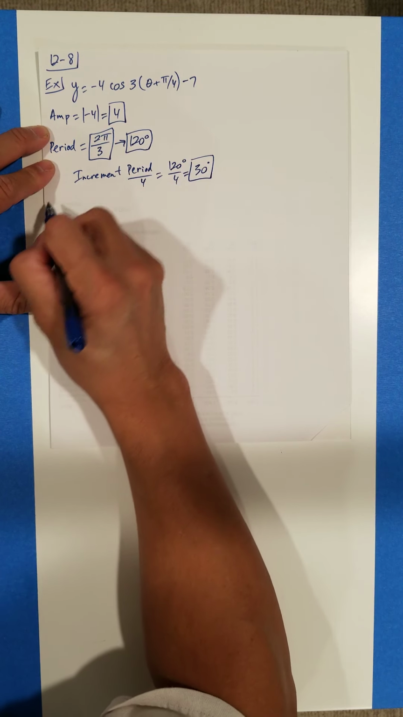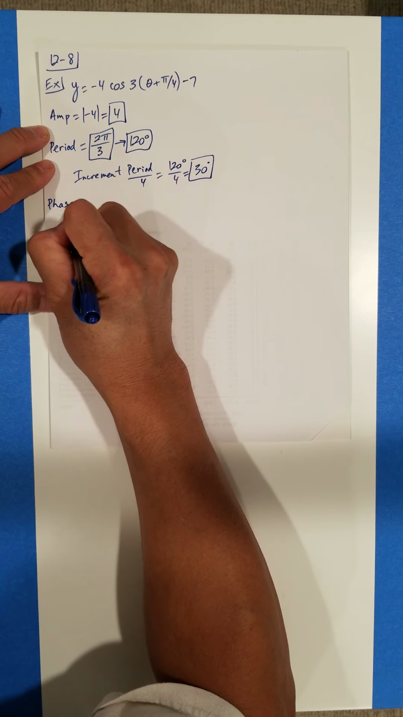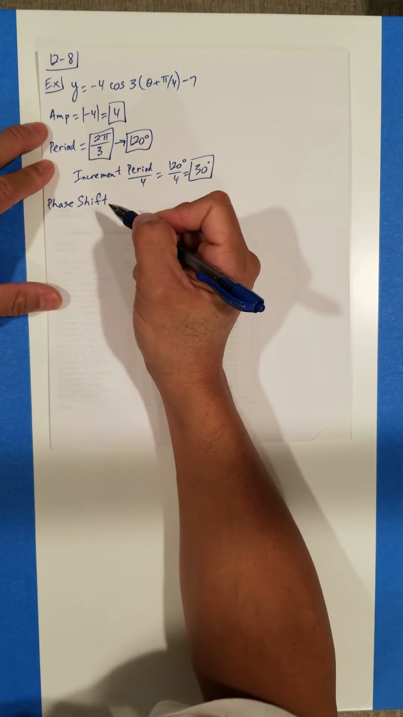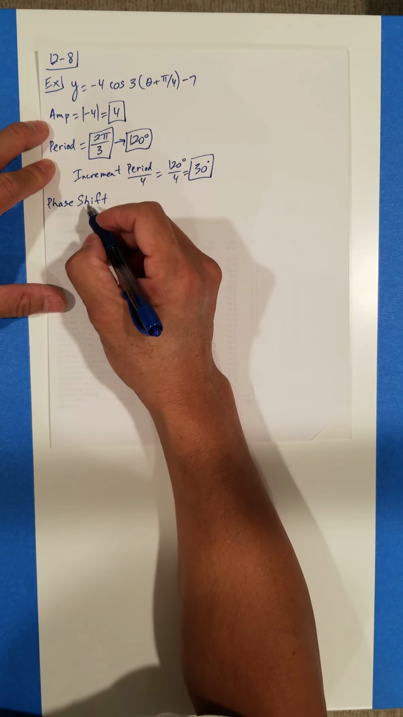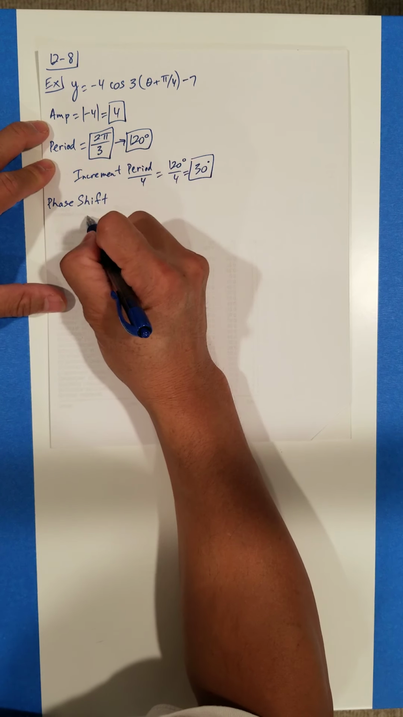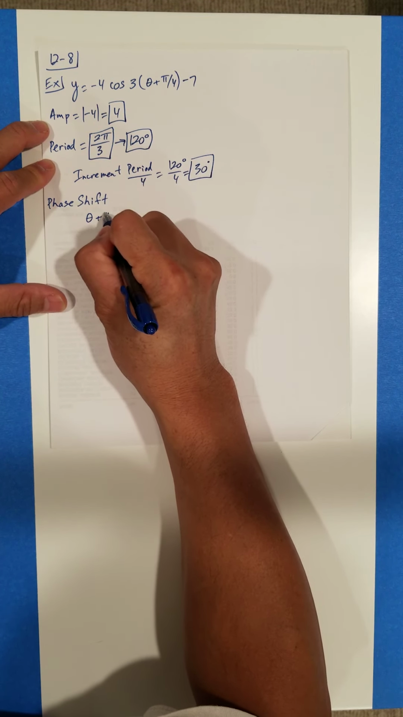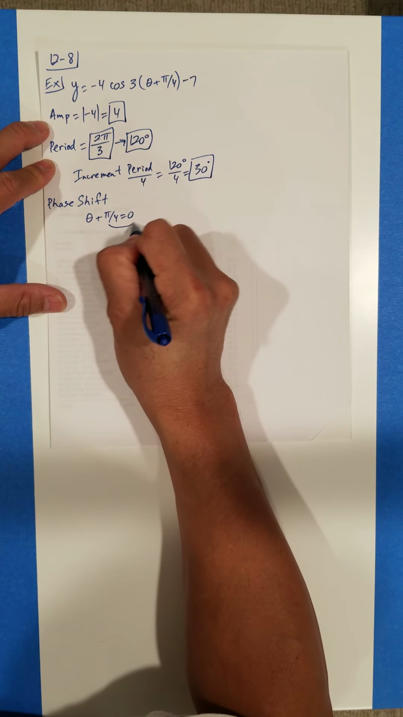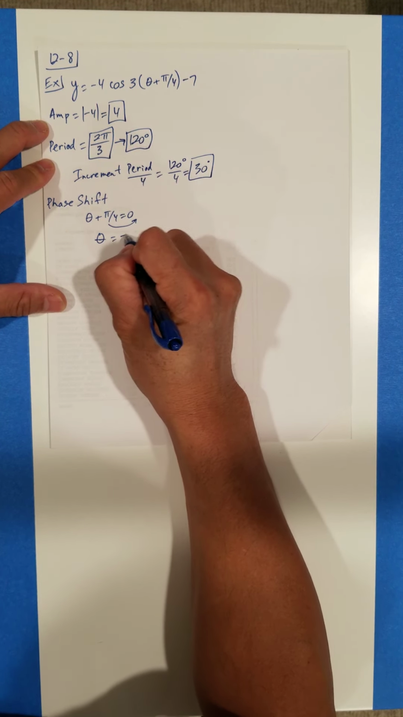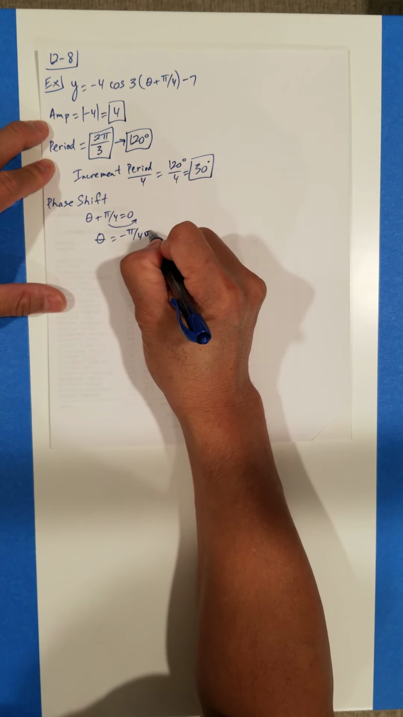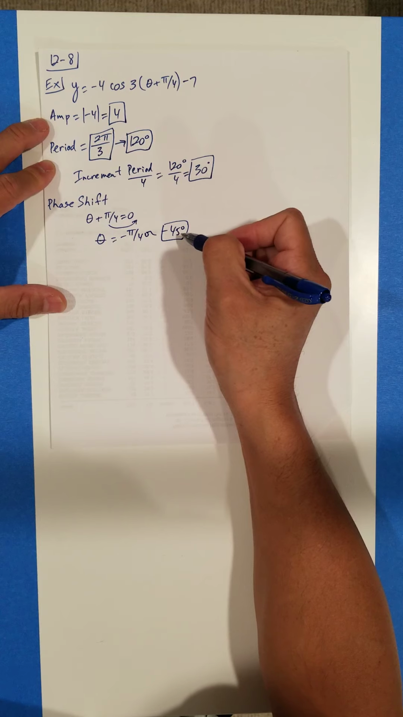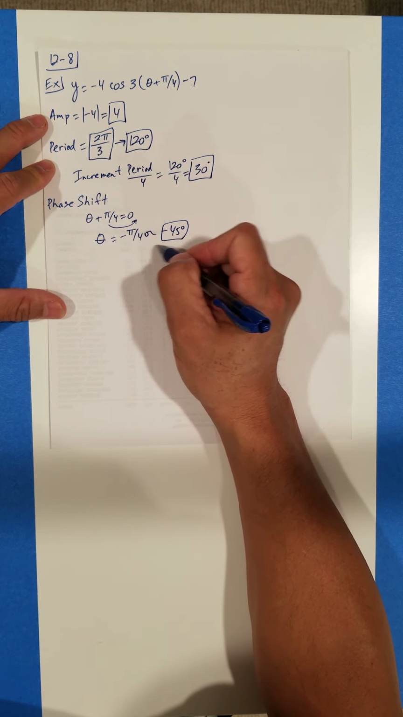Okay, next. Phase shift. Does it shift left or right, basically? So to do the phase shift, you take the parentheses, theta plus pi over 4, and you set it equal to 0, and you solve it. You just bring it over real quick. So theta equals negative pi over 4, or negative 45 degrees. I know you guys like degrees rather than radians, so we'll convert it.